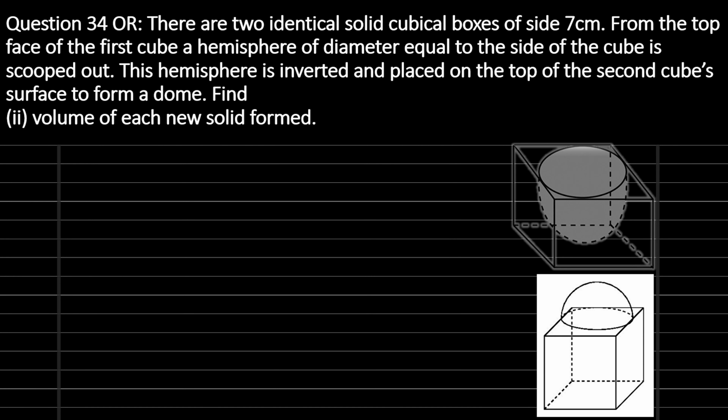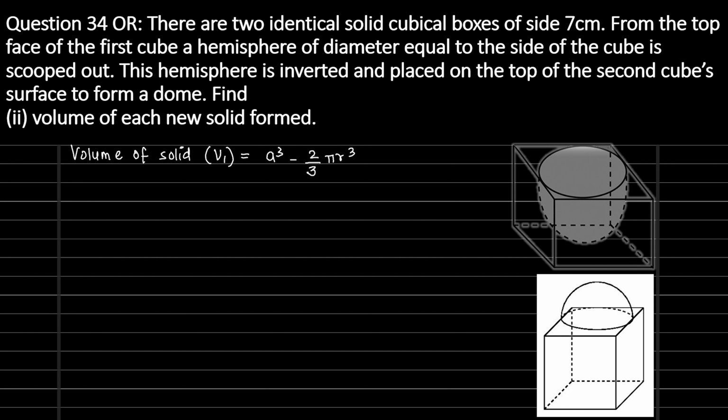In the second subpart, they are asking us the volume of each new solid formed. So in the first case, the volume of the solid, let's represent it with V1, is equal to the volume of the cube, which is a cube, minus the volume of the hemisphere, which is 2 upon 3 pi r cube. Why are we subtracting here? Because the hemisphere is scooped out, right?